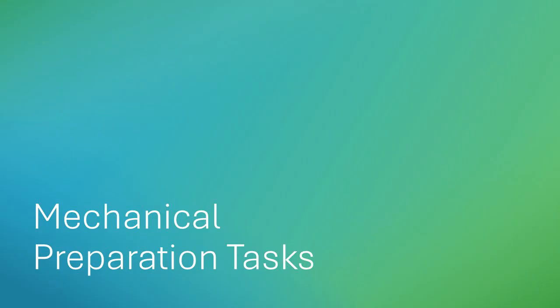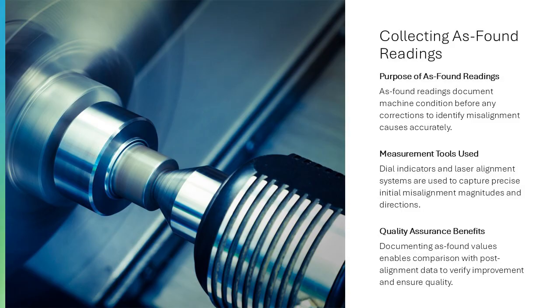Collecting as-found readings, creating a clean work area, preparing shims. As-found readings document the machine's condition before any corrections are performed. This slide explains the importance of capturing initial dial indicator readings or laser alignment system measurements to understand the magnitude and direction of misalignment. As-found values help verify whether misalignment is the cause of observed vibration issues. Documentation also assists in quality assurance, enabling comparison against post-alignment values to confirm improvement.